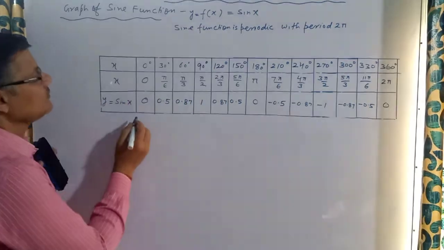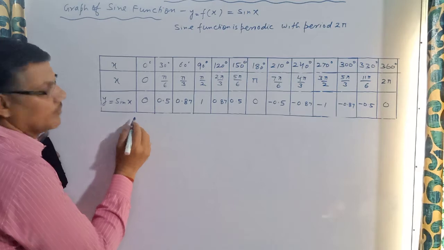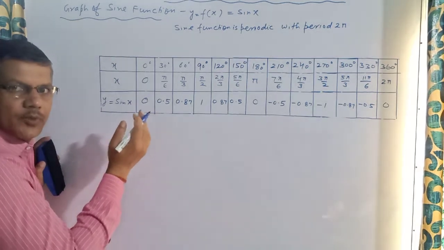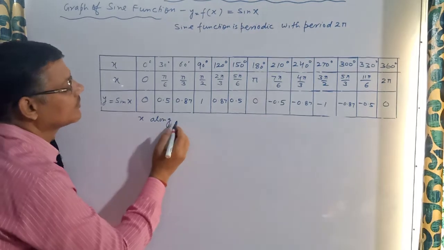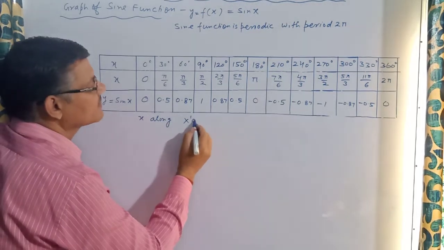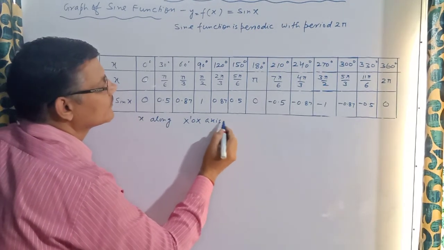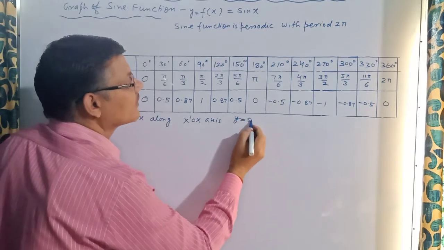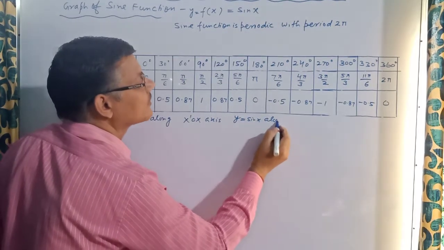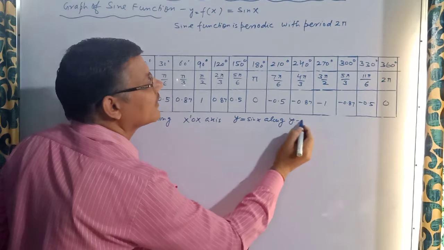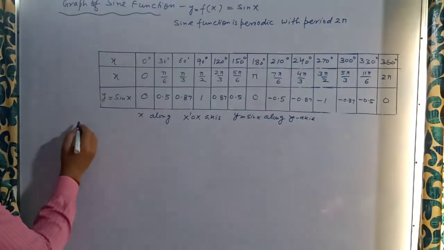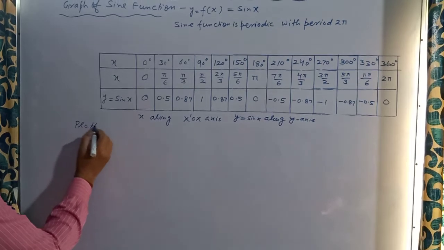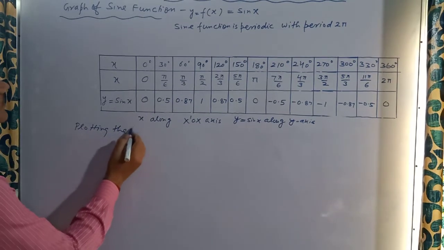Now, since we are required to make the graph, x along the x-axis, and y is equal to sin x along the y-axis. So what are the points? I write, plotting the points.